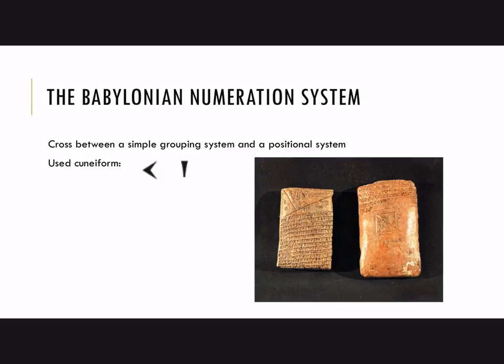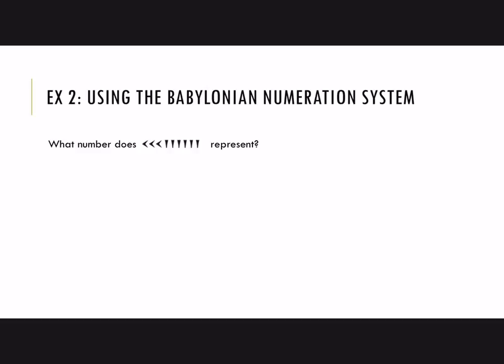Alright, values for these symbols. This first one represented 10, and this second one represented 1. And these were the only two symbols that they had in this numeration system. So what number does this represent? All right, so it's simple grouping for numbers 1 through 59, and you'll see what happens after that. But to start out with, we just look at the value for the symbols, and we add everything up, just like in the Egyptian system. So this would be 3 10s, followed by 6 1s, so this represents 36.